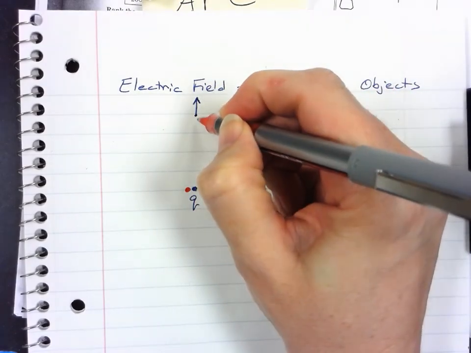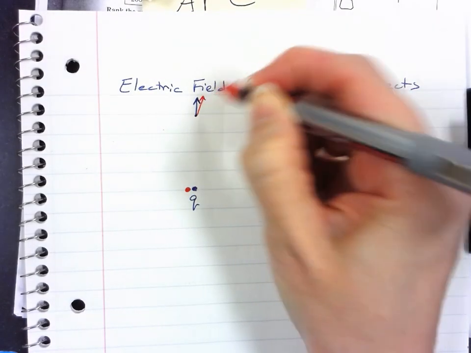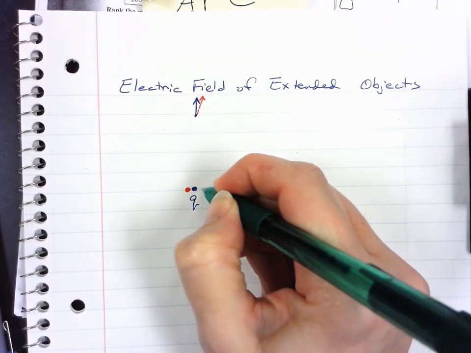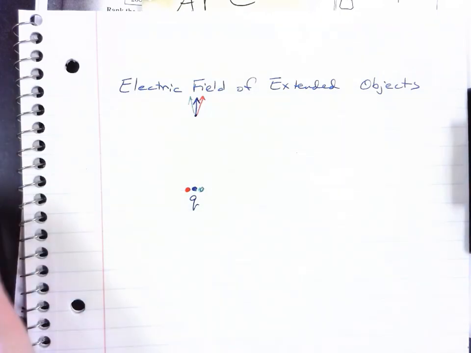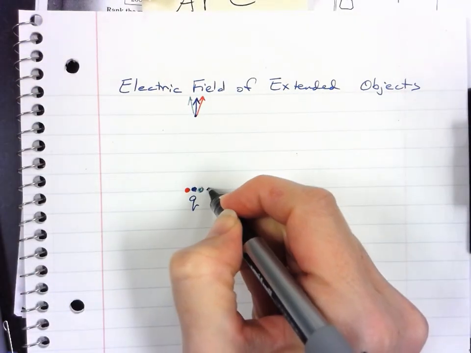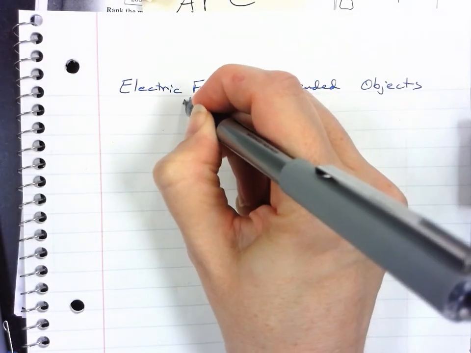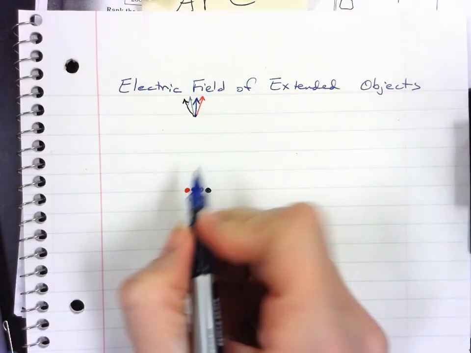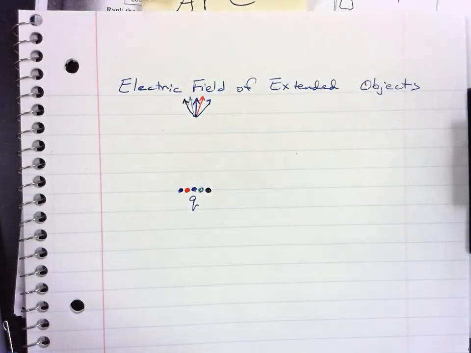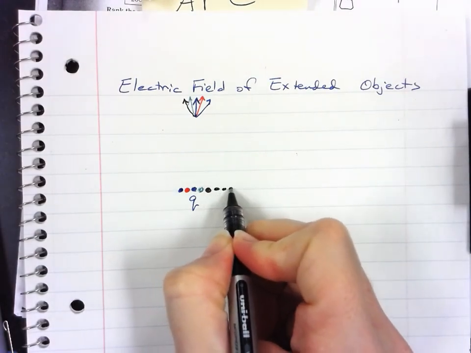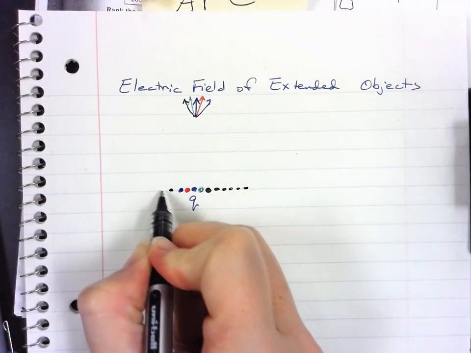Well, now I want a second charge, pretty close to it. That makes an electric field mostly up, but a little to the right. And then I'm going to do a third one, and it's mostly up, but a little to the left. And then a fourth one, and then a fifth one, and then lots more.